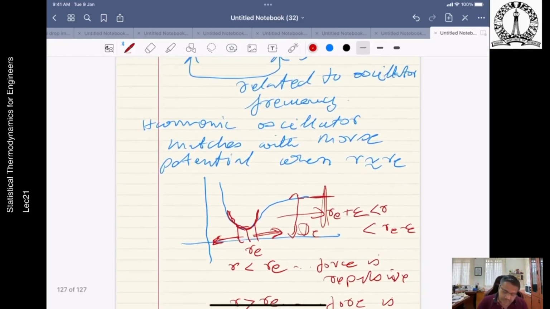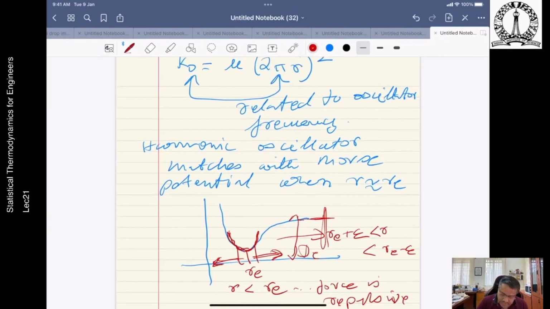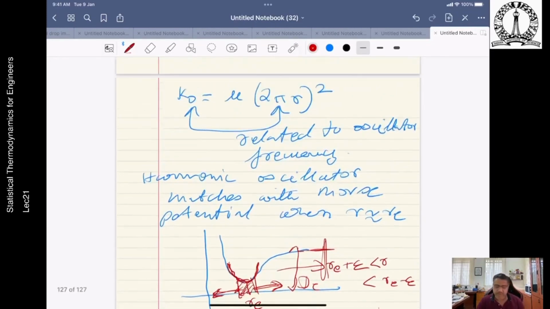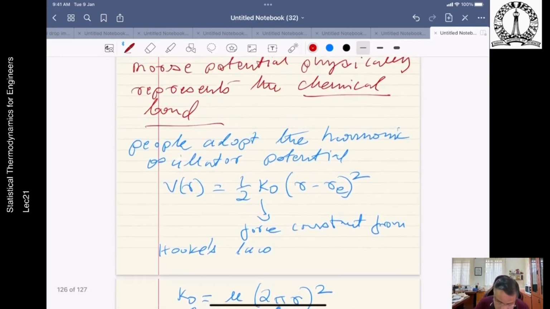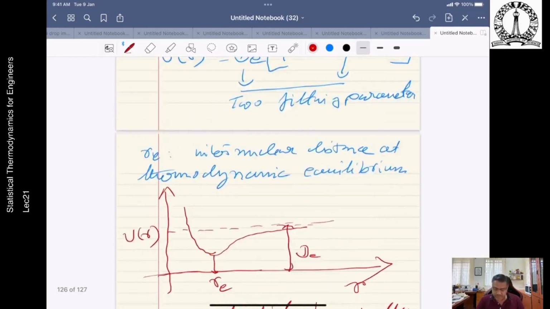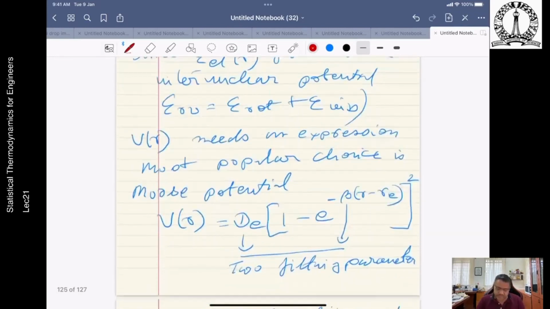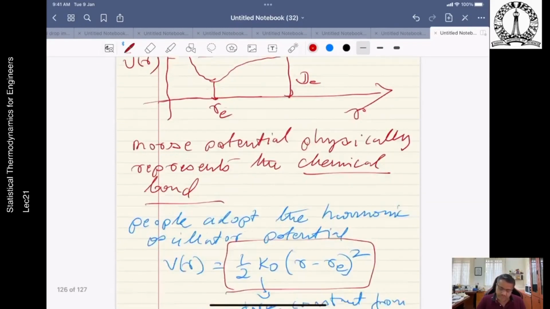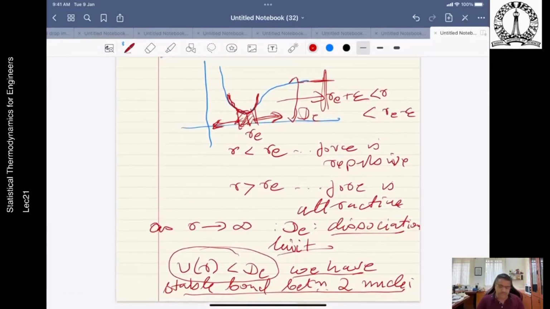And we are dealing with a harmonic oscillator which only agrees within a small space around this equilibrium internuclear distance. That is represented by a spring constant type of thing, and this is required because we need an expression for the potential function. In the next class, in the subsequent chapters, we will see where this leads us. Thank you.